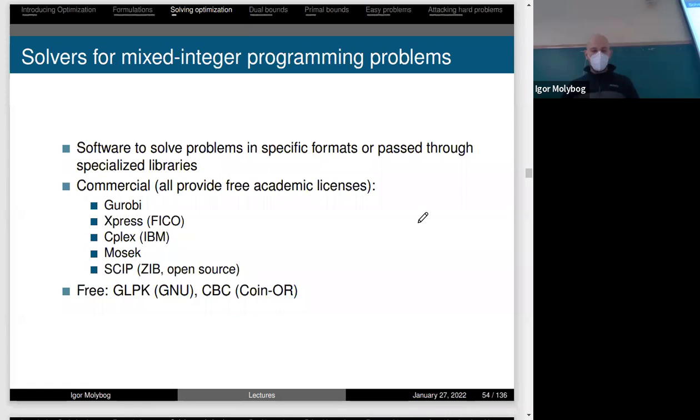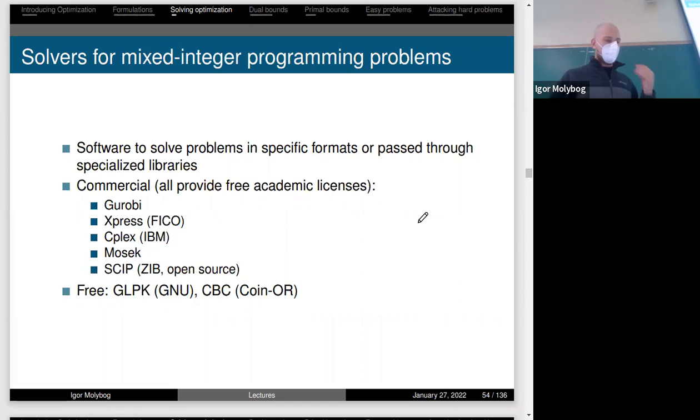Okay. So what are the tools in our toolbox? As engineers, what exactly can we do if we are given a problem? First of all, there are different kinds of software to solve problems. They all accept specific formats that are passed through them. There are commercial solvers and there are free solvers available out there. The best commercial solvers are all listed here, with how they work and how to access them.